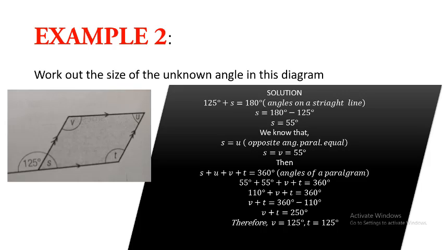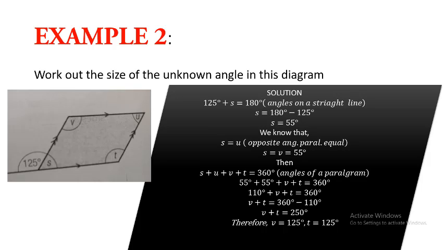Now, we know that S is equal to U. Have you seen S and U? Why? Opposite angles of a parallelogram are equal. Remember that property. The opposite angles of a parallelogram are equal. So S is opposite to U, or U is opposite to S. It means that their sizes are the same. So therefore, S is equal to 55 degrees and U is also 55 degrees.